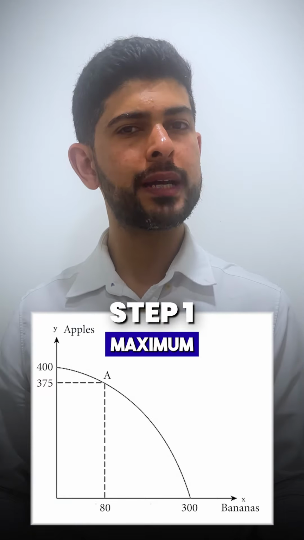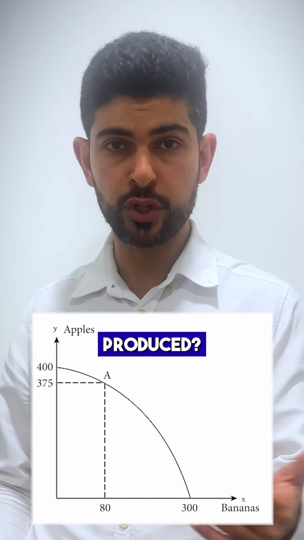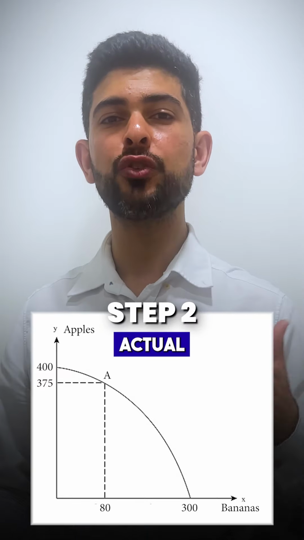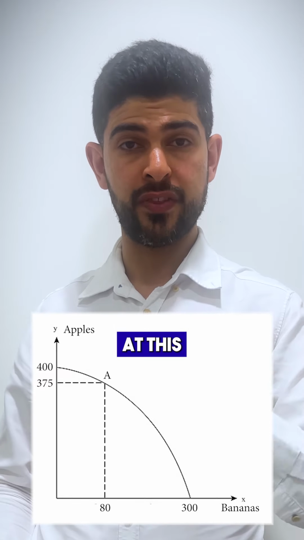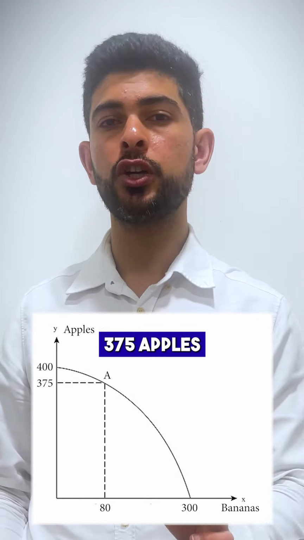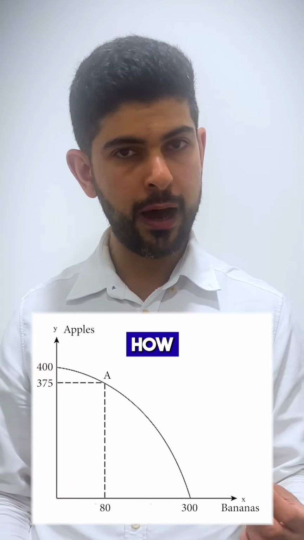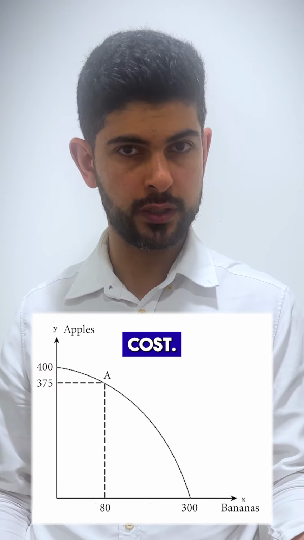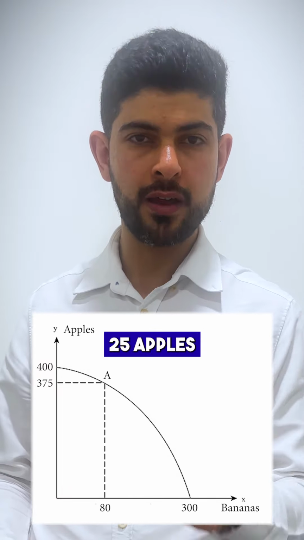Step 1. What is the maximum number of apples that we could have produced? Well, do you guys agree the maximum number is 400? Step 2. What is the actual number of apples that we produce at this point? Well, we produce 375 apples. How many apples did we therefore sacrifice? Because that is the opportunity cost. The answer is 25 apples.